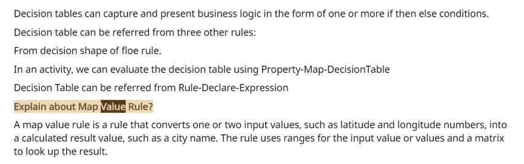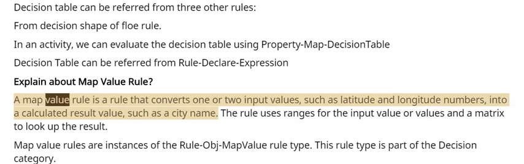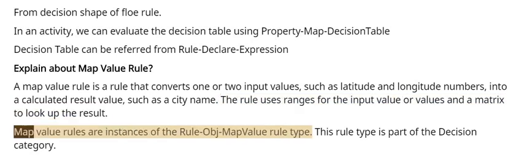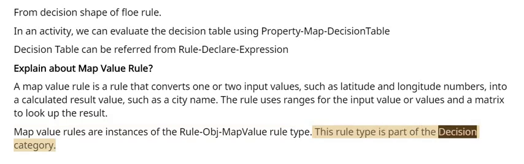Explain about map value rule. A map value rule is a rule that converts one or two input values, such as latitude and longitude numbers, into a calculated result value, such as a city name. The rule uses ranges for the input value or values and a matrix to look up the result. Map value rules are instances of the rule log J map value rule type. This rule type is part of the decision category.